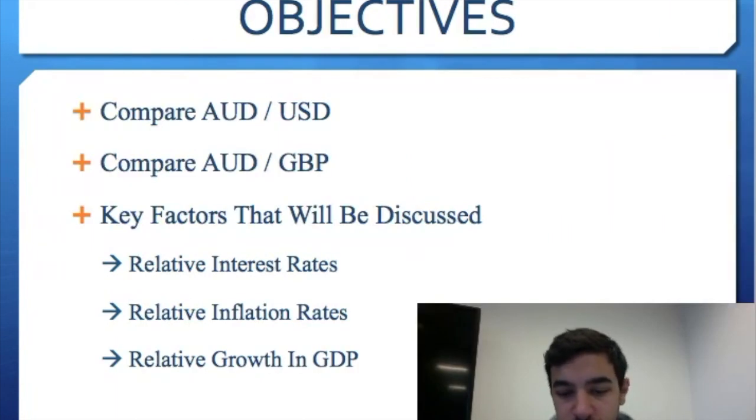Our objective today is to determine whether or not the AUD will appreciate against the USD and/or the Great British Pound. To do so, we must consider the following economic indicators: relative interest rates, relative inflation rates, and relative growth rates.